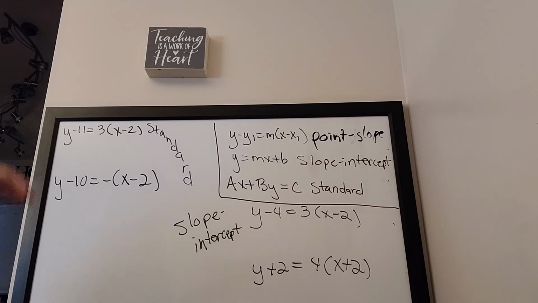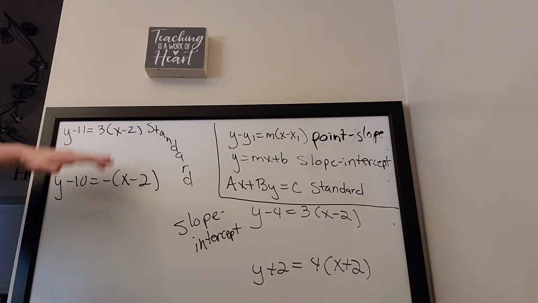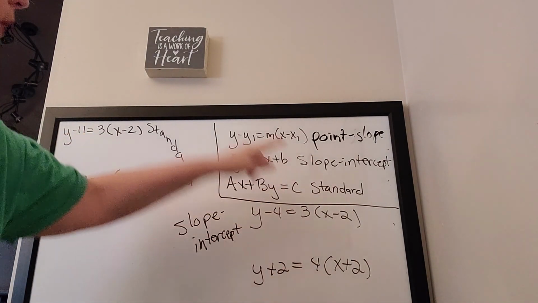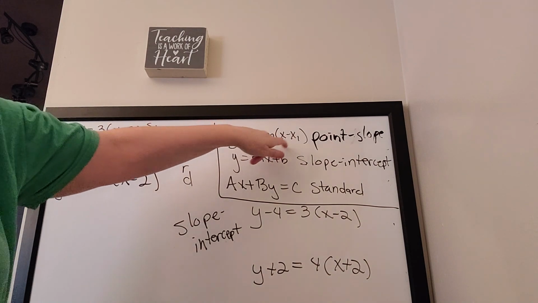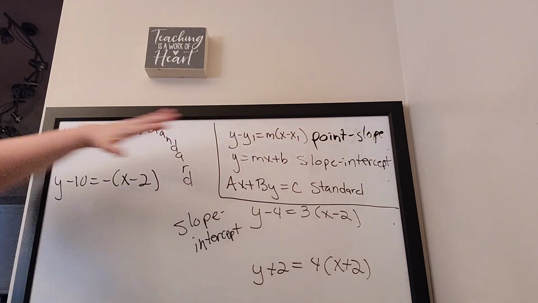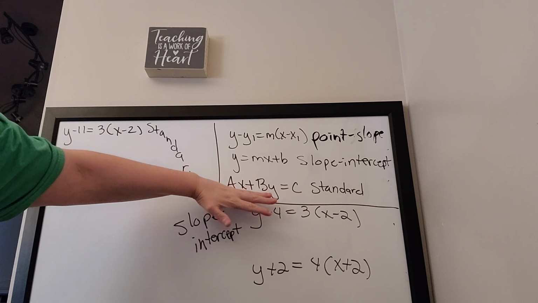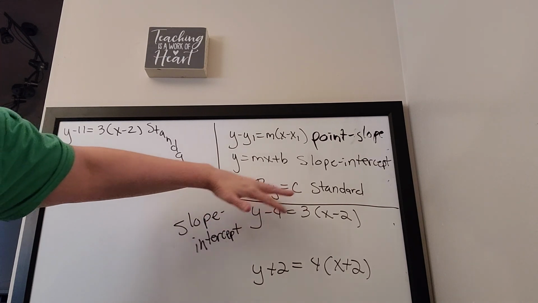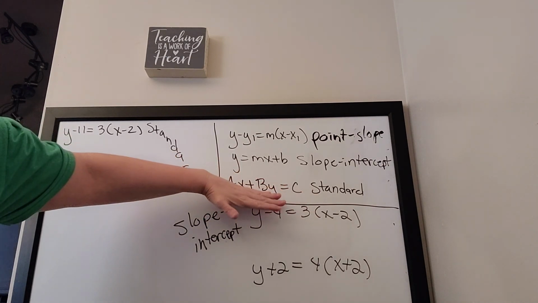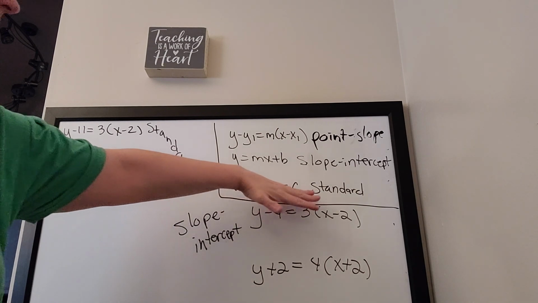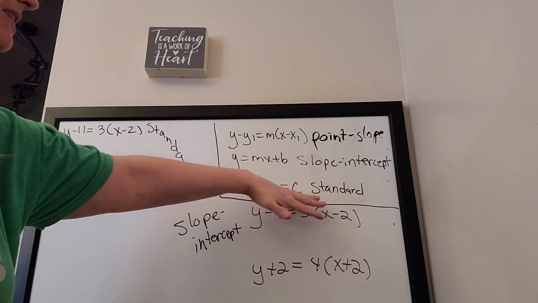Okay, so now we're going to start in point slope form. Y minus y1 equals m times x minus x1. And in this case here, we're going to put it into standard form. Ax plus by equals c. So the x and the y have to be on this side. The constant, which is the number without a variable, is on this side.